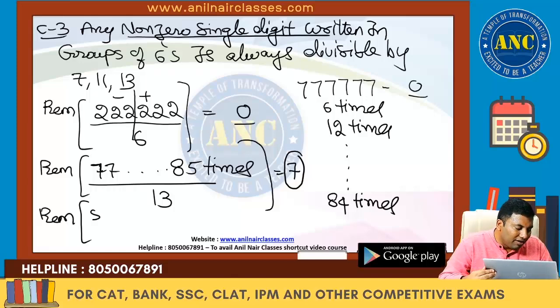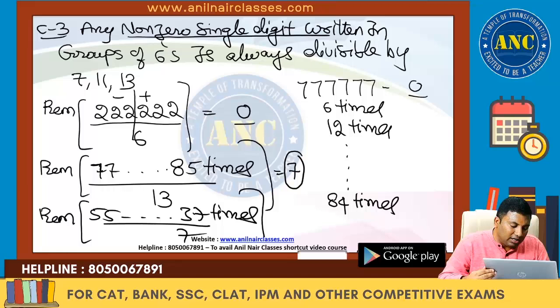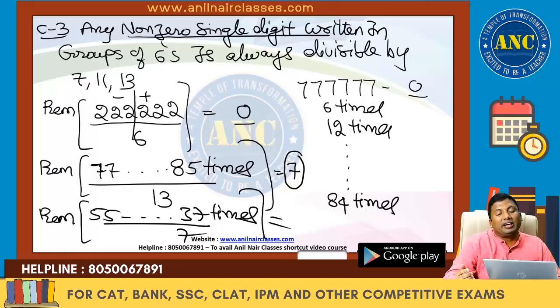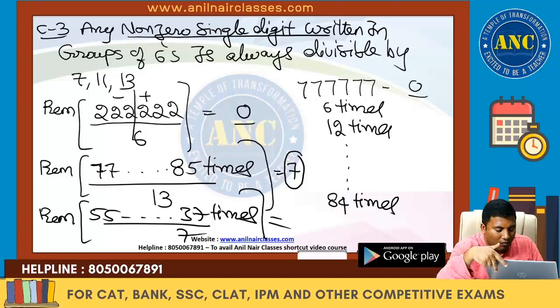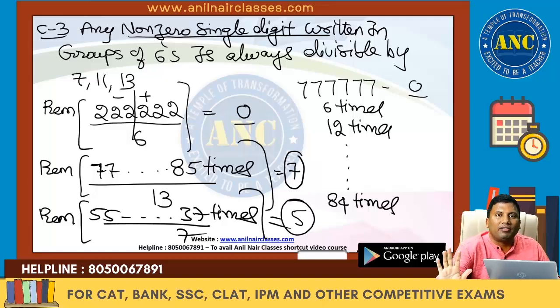Remainder of 5, 5, 5, 5, 5 written 37 times divided by 7. Tell me the answer. If 5 is written 6 times, the answer is 0. What is the multiple of 6 till 37? 6 sixes are 36. How many 5s are remaining? 1 five is remaining.